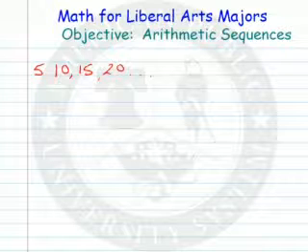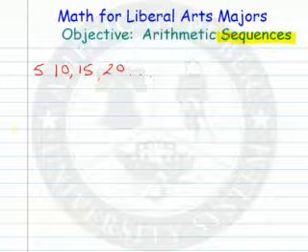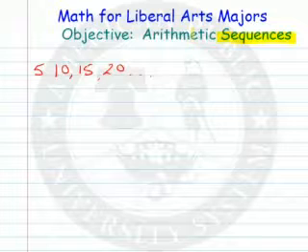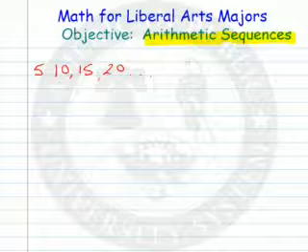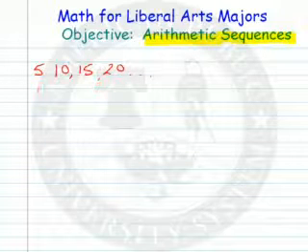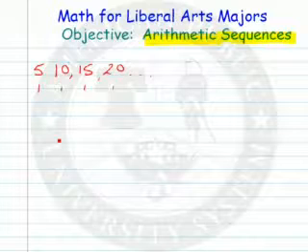In this video, we're going to look at sequences and a particular type, arithmetic sequences. Sequences are simply a listing of numbers, and each number is a term. So this is our first term, second term, third term, fourth term.